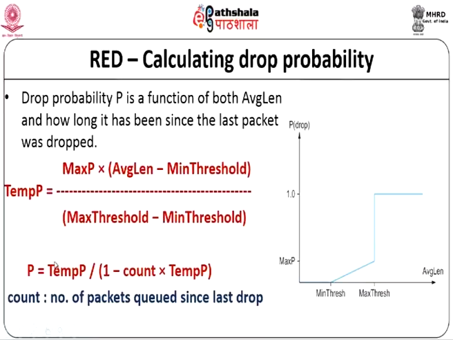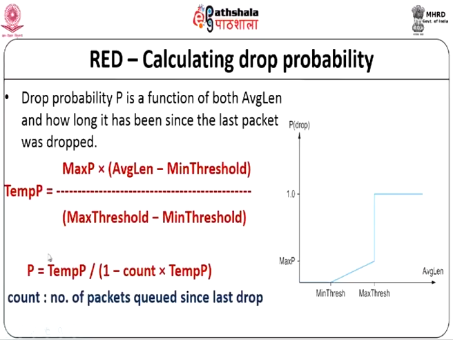Now the drop probability is calculated as temp P divided by 1 minus count into temp P. This count here is the number of packets which are queued since the last drop. It is interesting to note why we have this count value. If a packet has just been dropped, we do not want to drop packets immediately after that. We would like to space out the dropping of the packets.